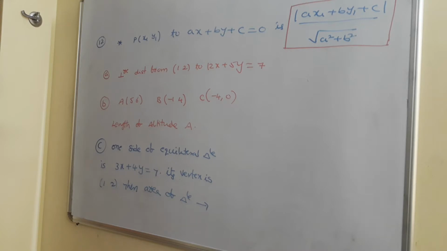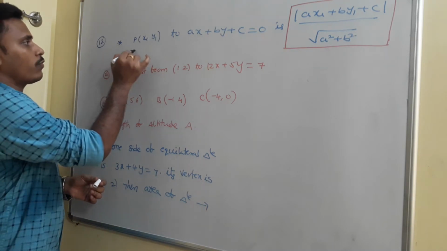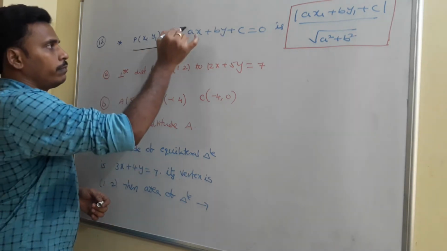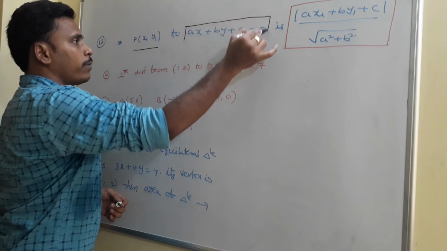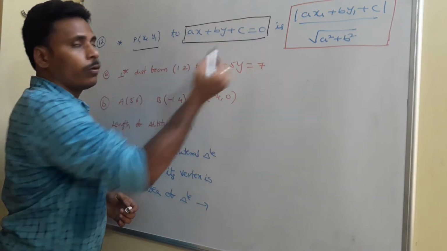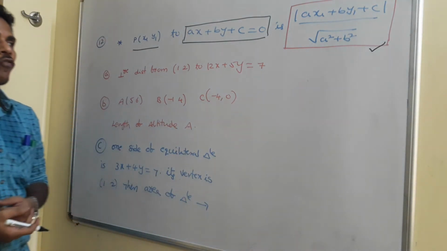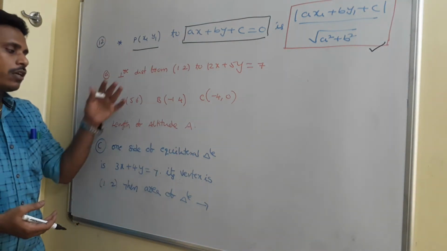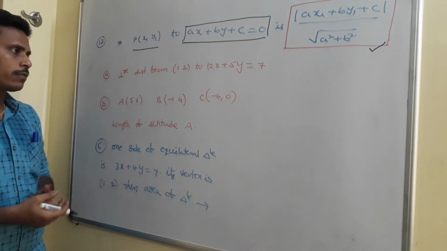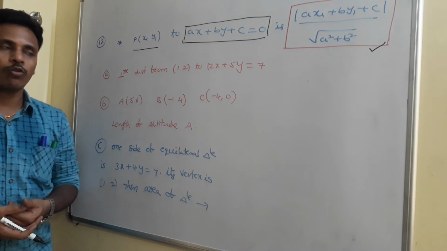Look at the board. I mentioned there the formula we discussed now. The distance from the point (x1, y1) to the line ax + by + c = 0 is the modulus of ax1 + by1 + c divided by the root of a square plus b square. Each and every problem of this type needs the same formula.